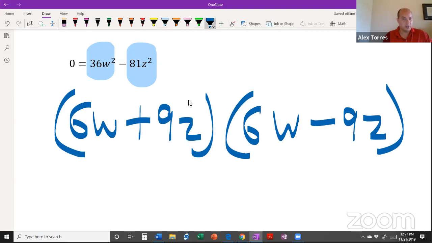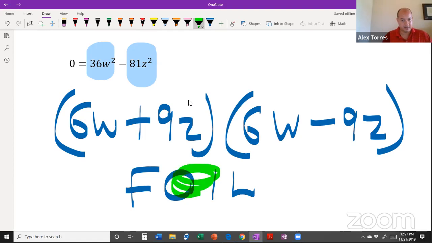And so if you were to FOIL this out, you would get 36w squared minus 81z squared. And in the outer and inner terms of the FOIL, those two things would cancel each other out, leaving you with just the two terms that we need. So that would be how we would check something like that.